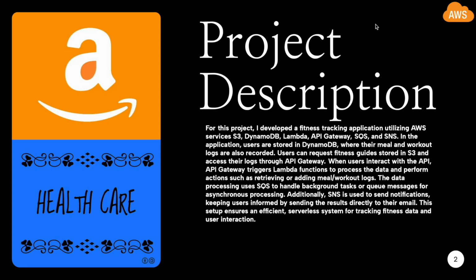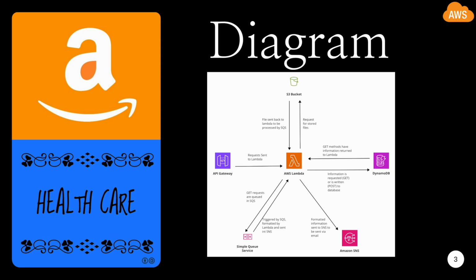And finally, this is the diagram representation of my application. API Gateway is how the user interacts with it. They send parameters to Lambda functions to get different information or responses back.